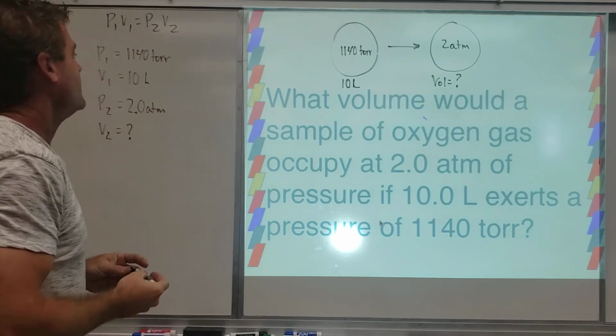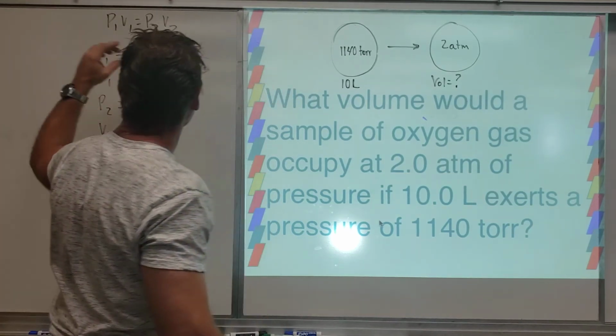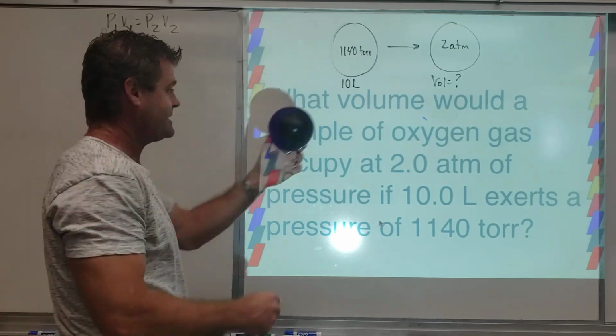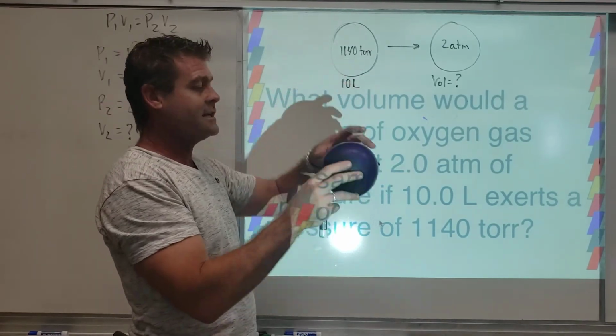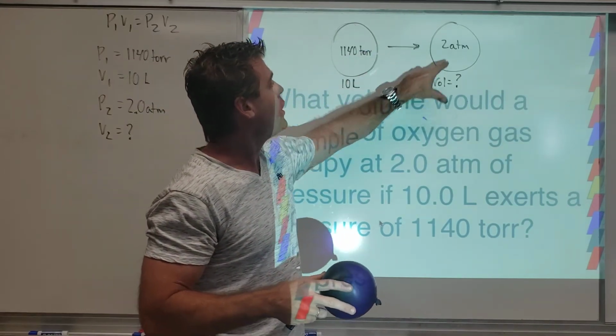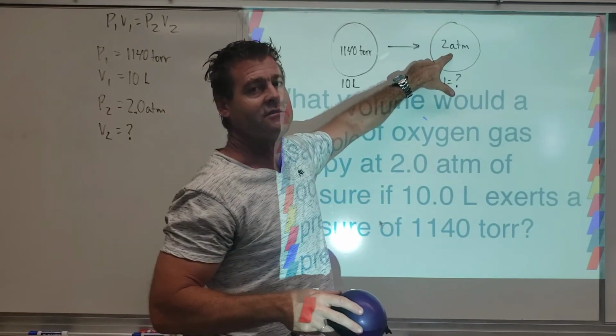Okay, so maybe from this is where I can get a picture. Basically I have a situation where if I had my gas in a 10-liter container, it's going to exert 1,140 torr. But then the question is, what volume would this gas have to be in order for it to exert 2 atmospheres of pressure?